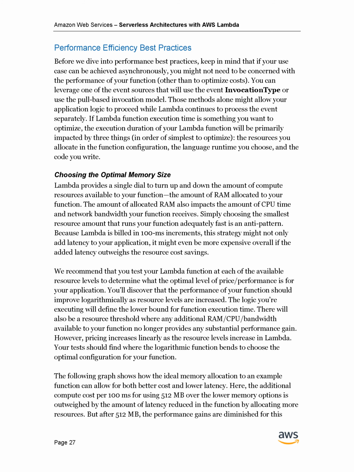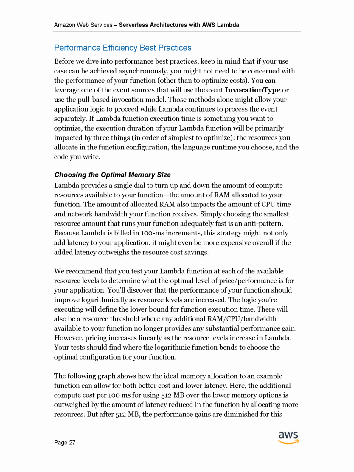The following graph shows how the ideal memory allocation to an example function can allow for both better cost and lower latency. Here, the additional compute cost per 100 milliseconds for using 512 megabytes over the lower memory options is outweighed by the amount of latency reduced in the function by allocating more resources.